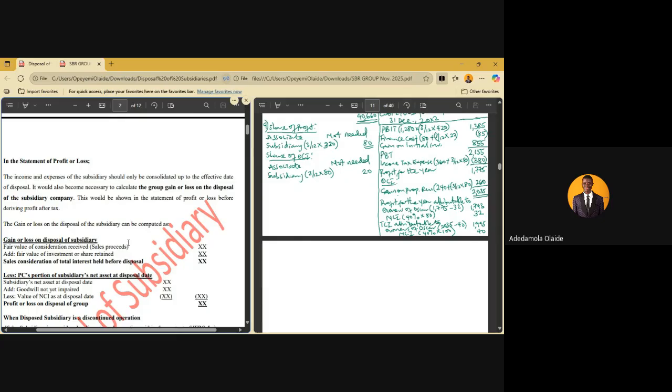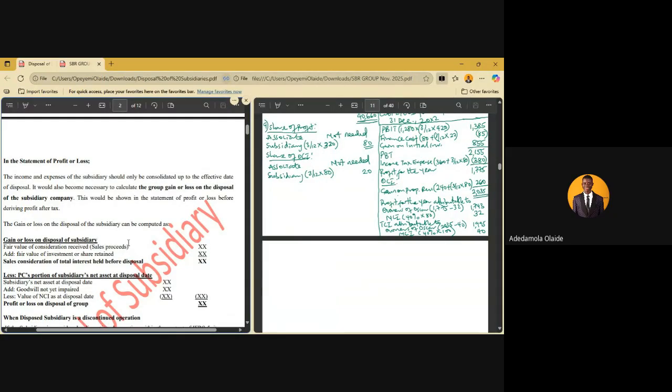On the investment. So take for instance now, you bought the shares for 2 million, and before you sold it, you were fair valuing it through profit or loss, or fair valuing it through OCI. You were fair valuing it through OCI, sorry. So whatever amount of gain or loss you have recognized, you have to take it out to determine the actual gain or loss to the parent company as a separate entity.